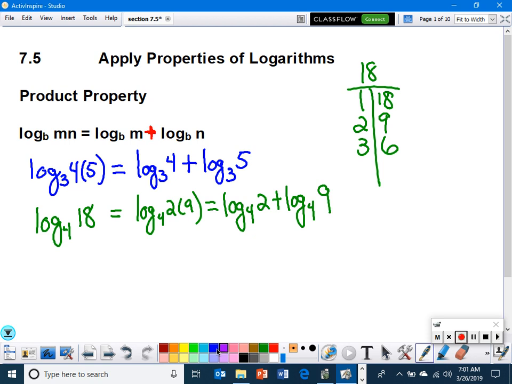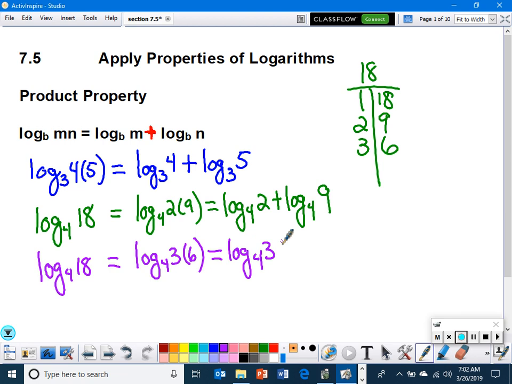Let me do it another way. Again, let me take log base 4 of 18. Instead, I could have said log base 4 of 3 times 6. So that could be written as log base 4 of 3 plus log base 4 of 6. So that's how that property works.